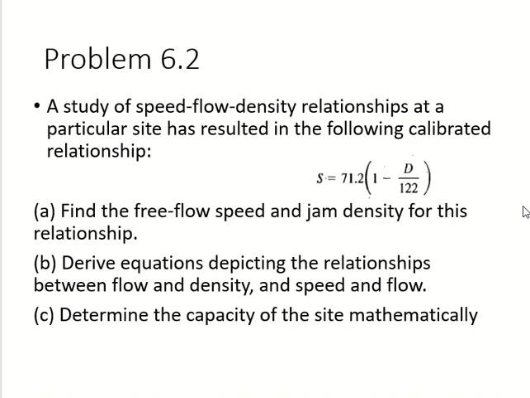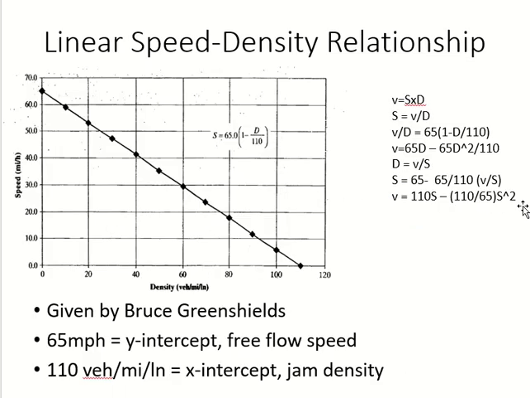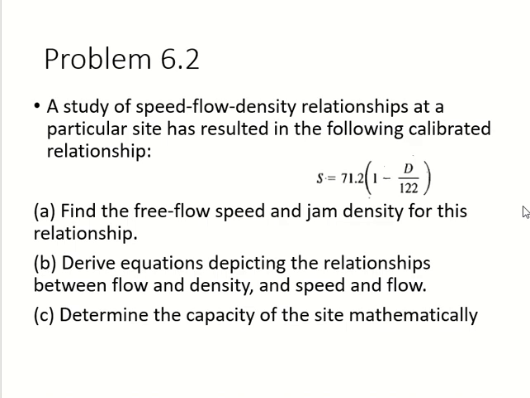You can see we are looking for the same things, but the equation has changed. The equation between speed and density has changed. This was the equation in this example. You see 65 here, 110 here, and then you see here 71.2 and 122. So the numbers have changed. What about the type of equation? Same. The numbers have changed, the type of equation is the same.